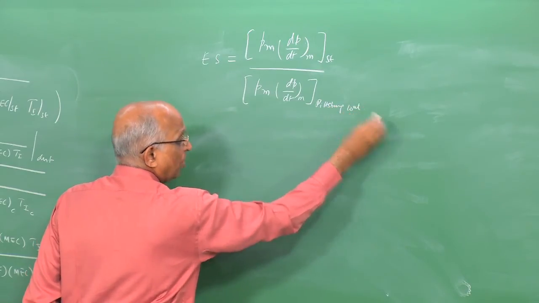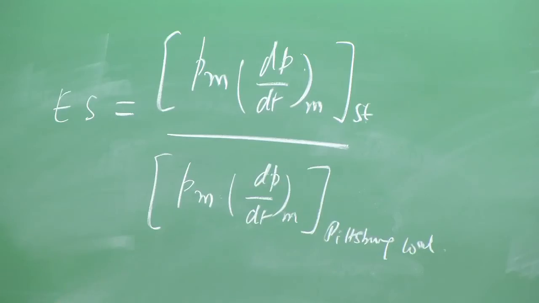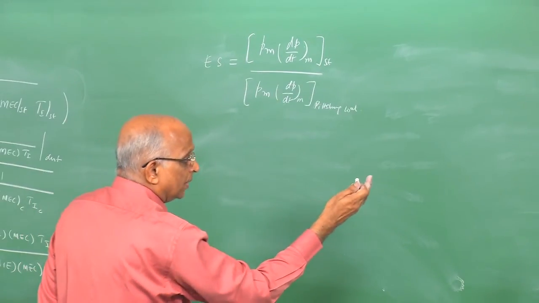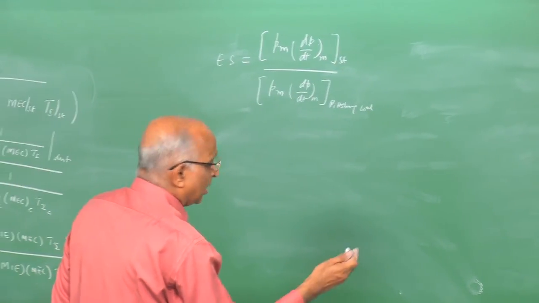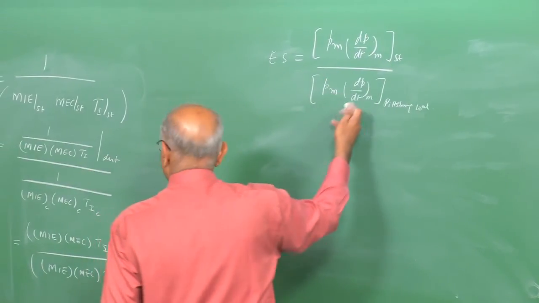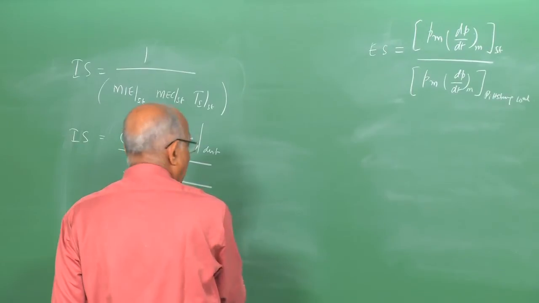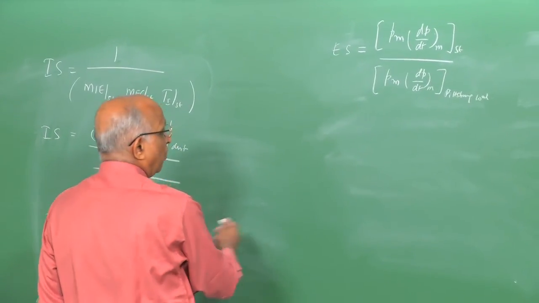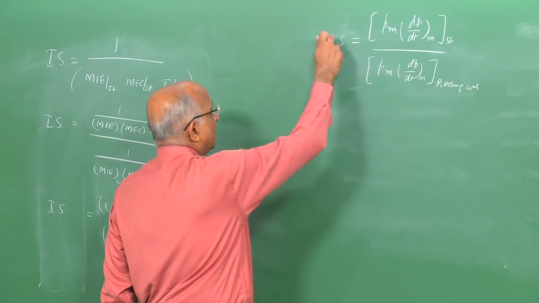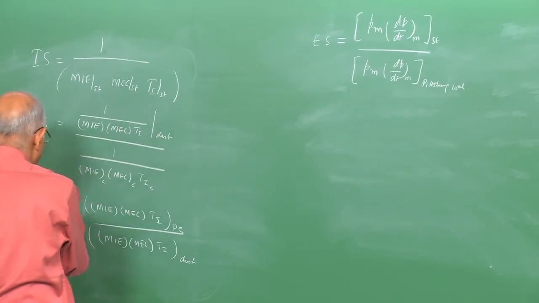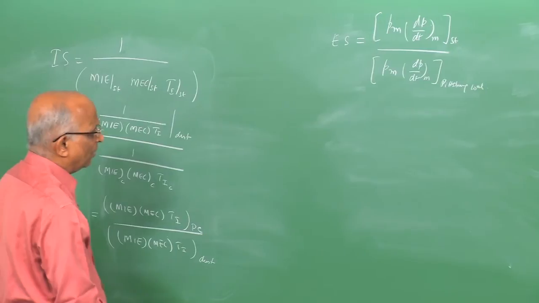And the values for the Pittsburgh coal are available. We just looked at the value of PM. We say PM is of the order of something like 6.5 bar, and dP/dt is equal to something like 156.5 bar. Similarly, we know the values of the MIE, MEC and TI. And if I can determine the values for my dust mixture, I can find out the relative value of explosion severity and the relative values of the ignition sensitivity.